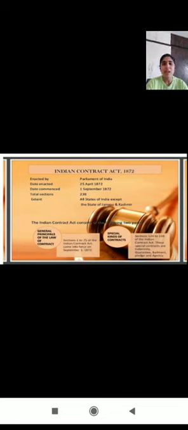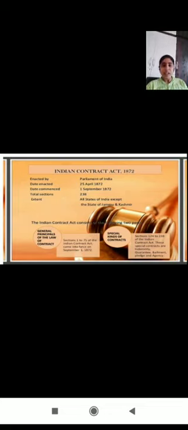It has a total of 238 sections, and it extends all over India, all the states except Jammu and Kashmir. It was enacted by the Parliament of India, so it was passed by the Parliament of India.